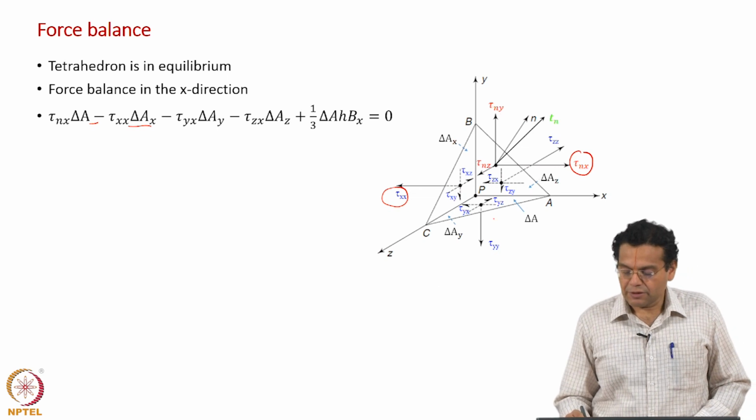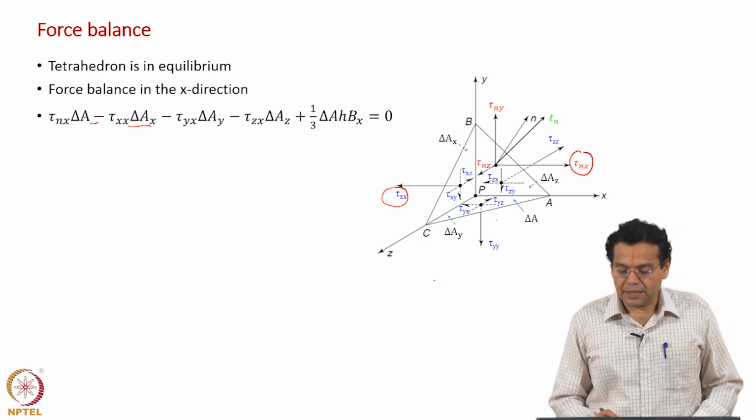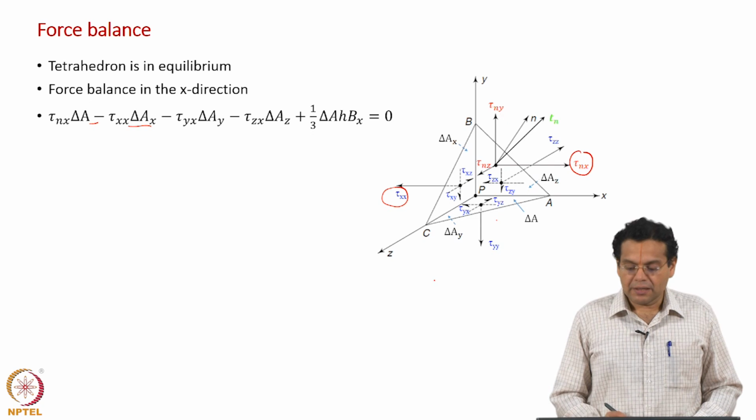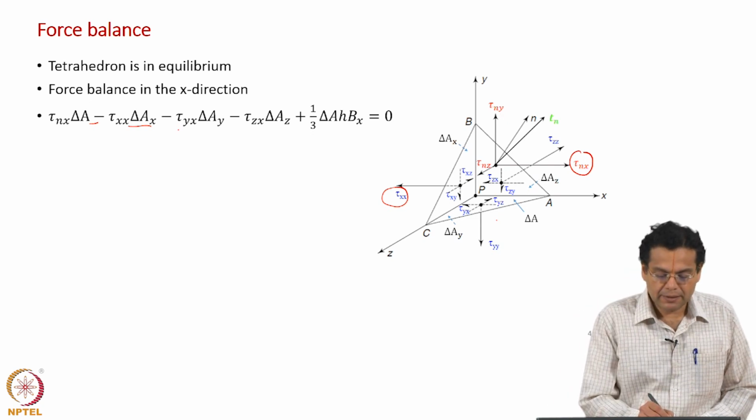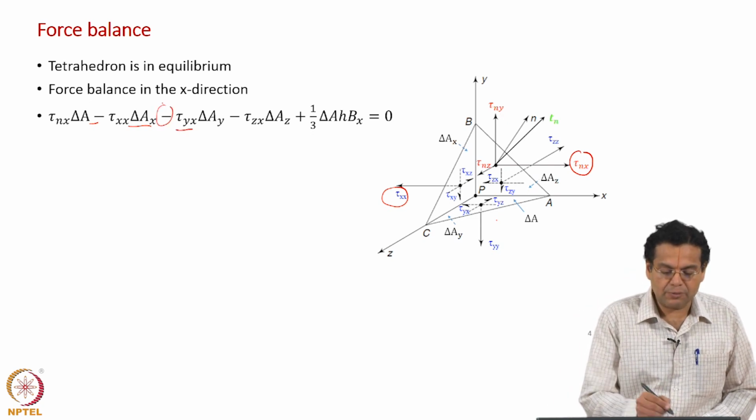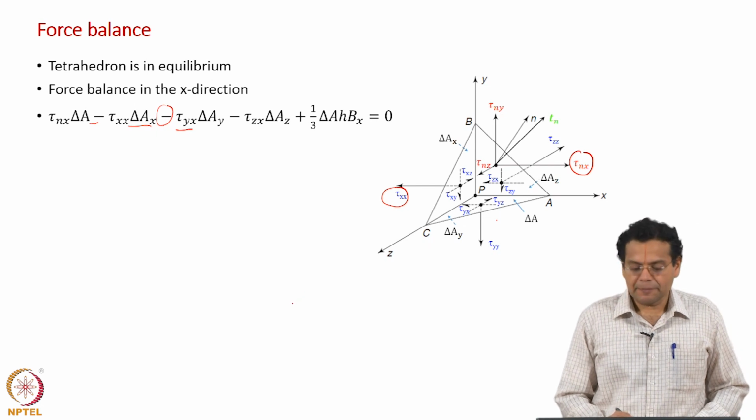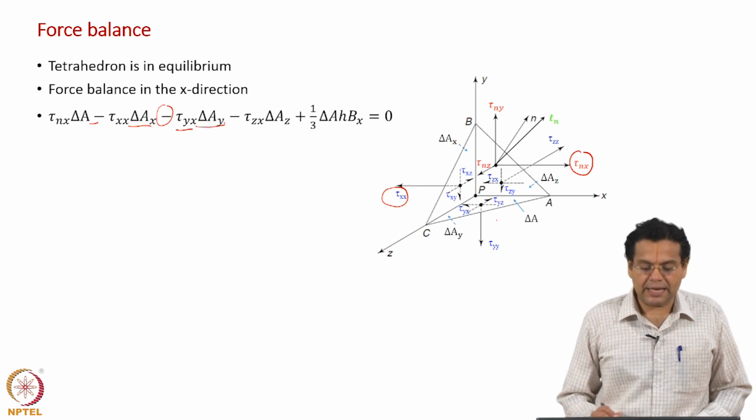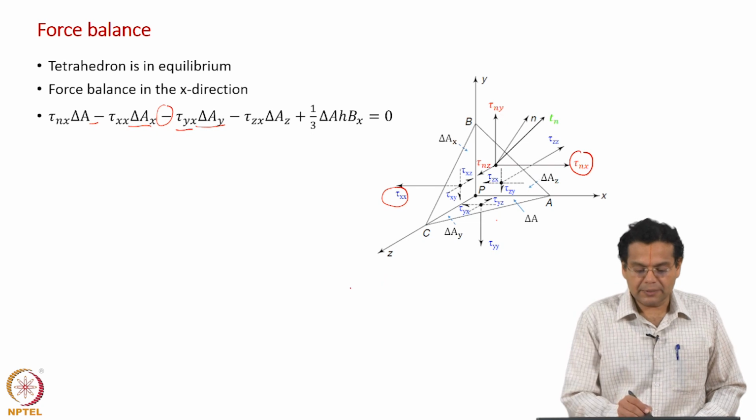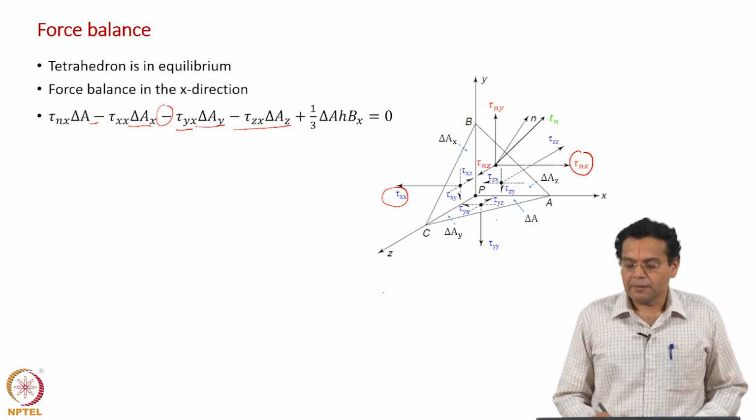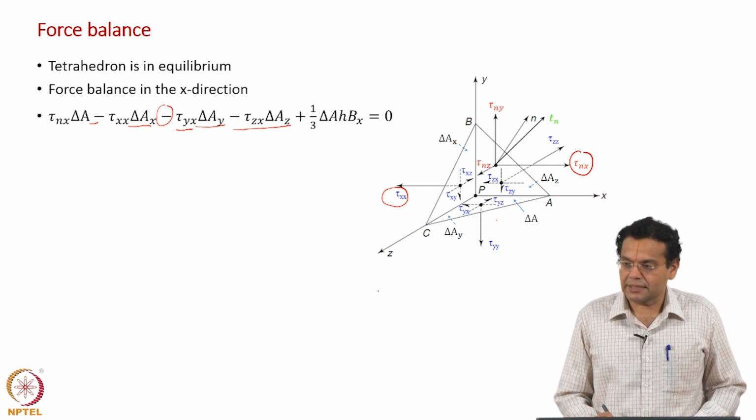So, we expect the force balance of multiplying the stress by the corresponding area. Now, for the y face I should consider the component which is acting along x direction, which is tau yx, okay, and then of course it is along negative x axis multiplied by the area over which it acts, which is delta Ay. Similarly, for the z direction, minus tau zx into delta Az.